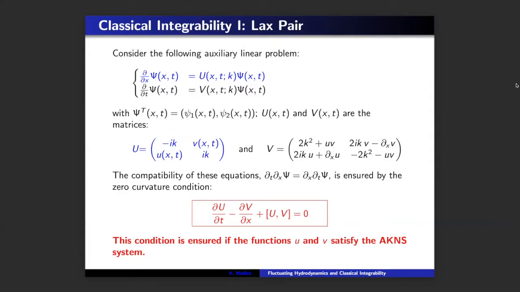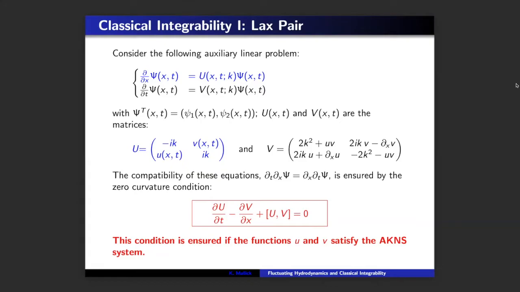So if I do that for this u and v, I take the time derivative of the first one. Everything depends on time, so I have to do the Leibniz rule. Here I take the space derivative, Leibniz rule. You see that these two equations will be compatible if this so-called zero curvature condition is satisfied.